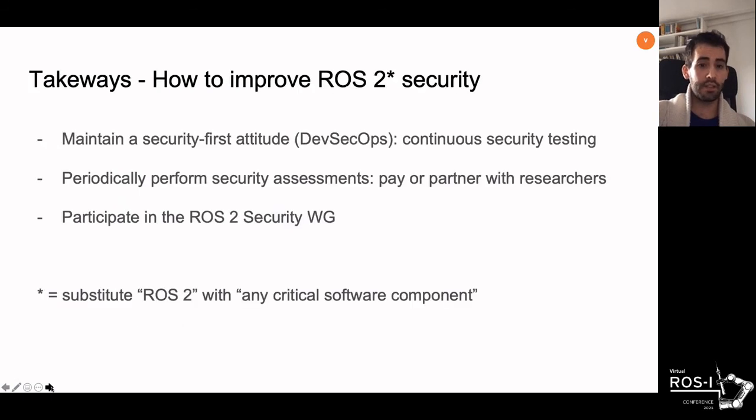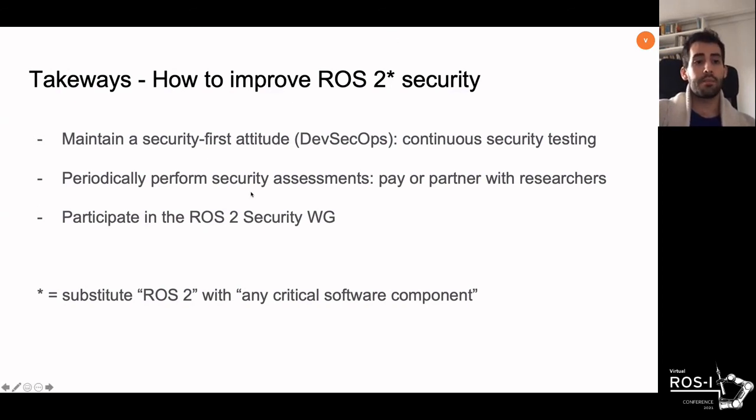Maybe the last slide. Key takeaways, and in a way, a few messages on how to improve ROS2 security. Security has been widely mentioned throughout these sessions so far, which makes us very happy. Just 3 tips from our side. First, maintain a security-first attitude by following a DevSecOps approach. If you don't know what this is, or you would like to learn more, there's prior public research we published, which you can refer to.